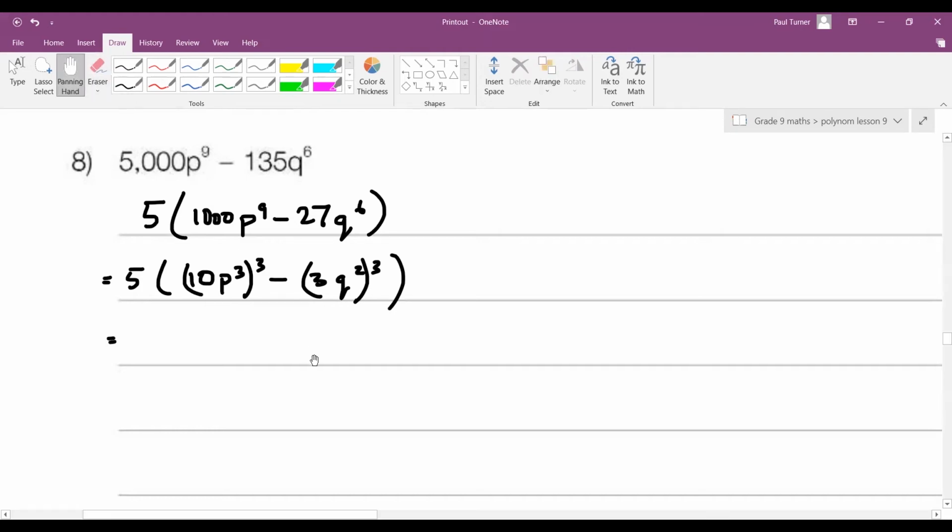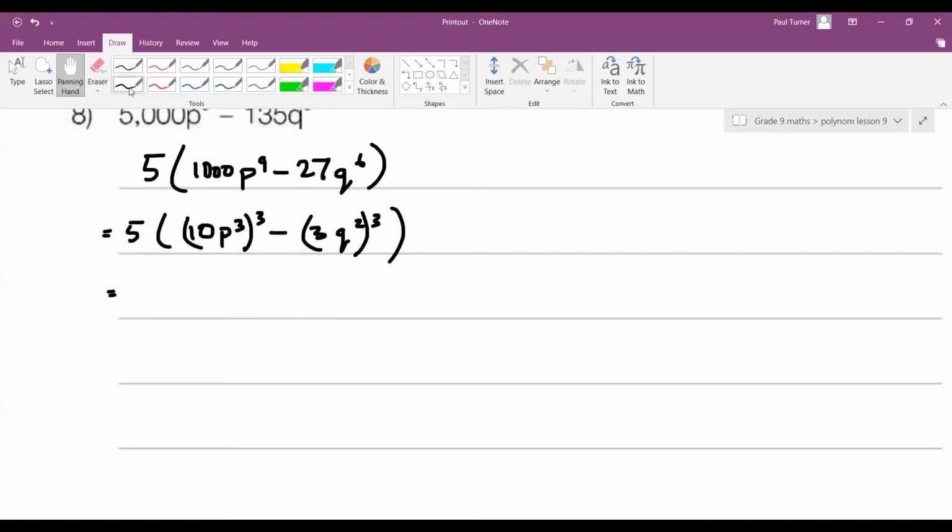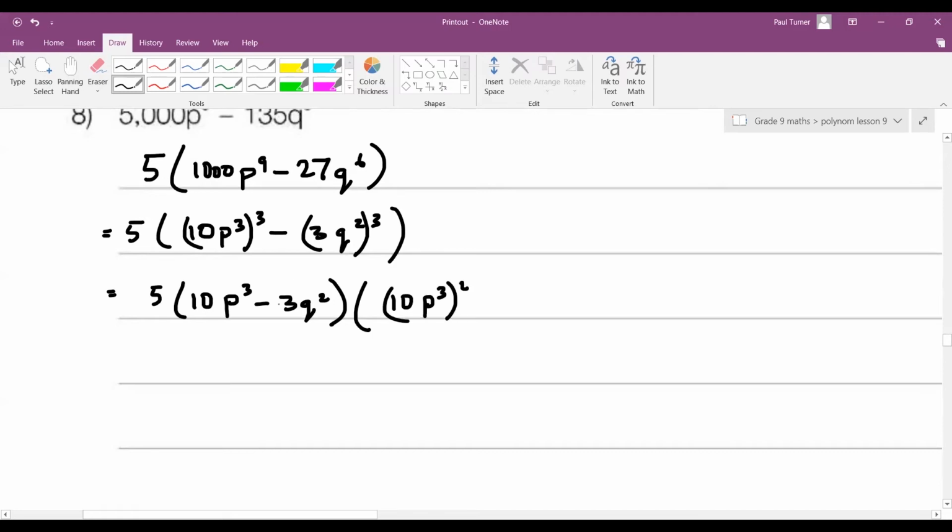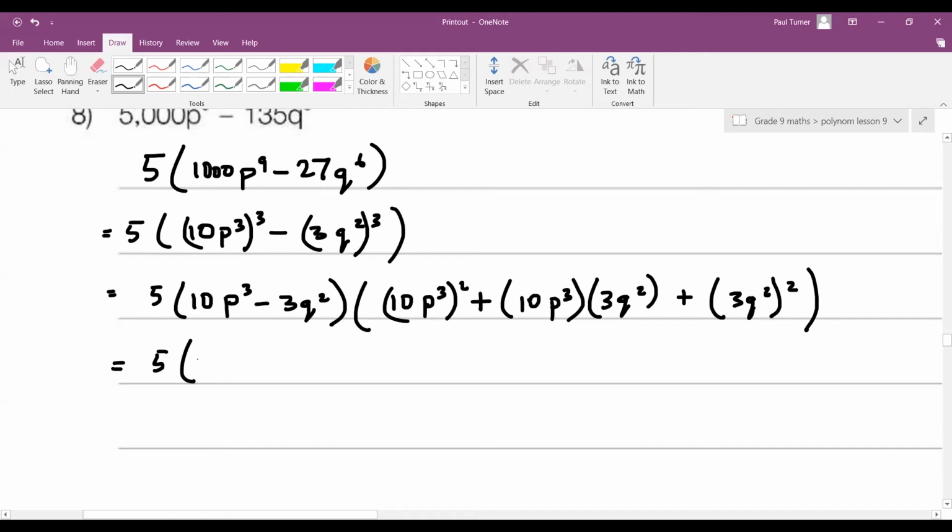Let's just go straight down. Okay, so we'll have 5, 10p cubed minus 3q squared. So now we want this one squared, minus this becomes plus. So then 10p cubed times 3q squared plus 3q squared, like that. So if you're a bit slow, you copy these into your book. I may ask to see this when we get back to school. I don't know when that is though.